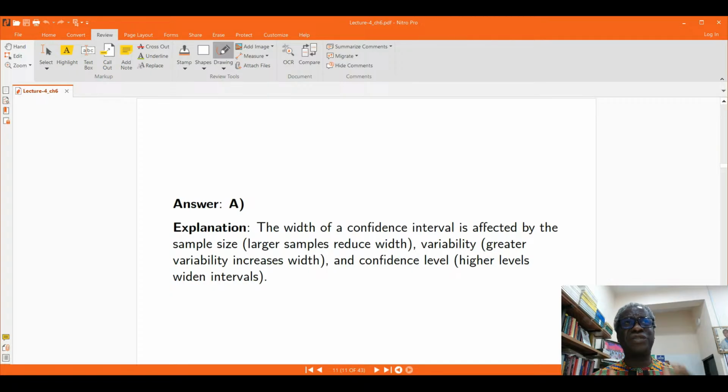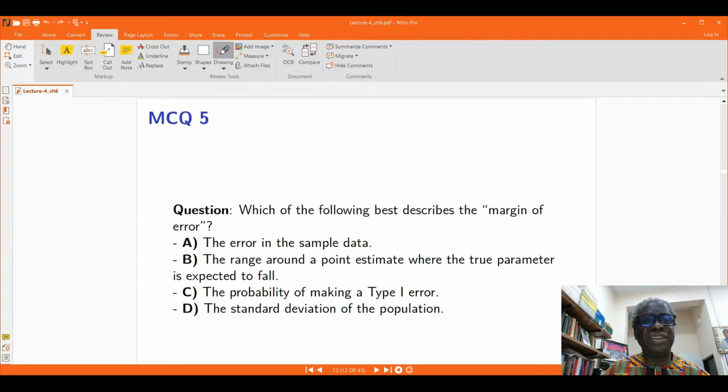If we go for higher levels, we've just talked about 95, we could go for 99. So higher levels will widen the interval, so it will increase the interval. And you will see this; we'll discuss more as we go into the core of this lecture.